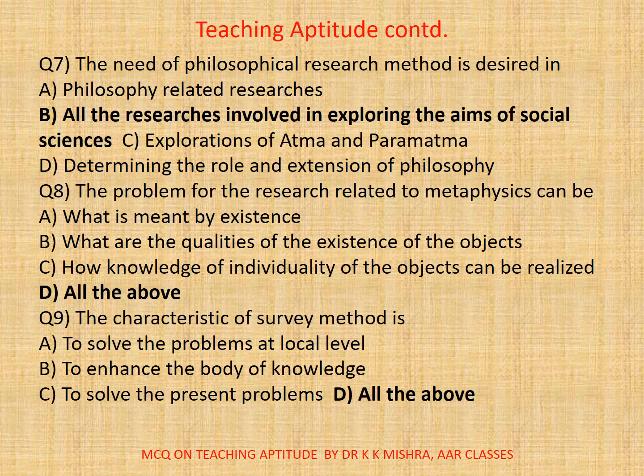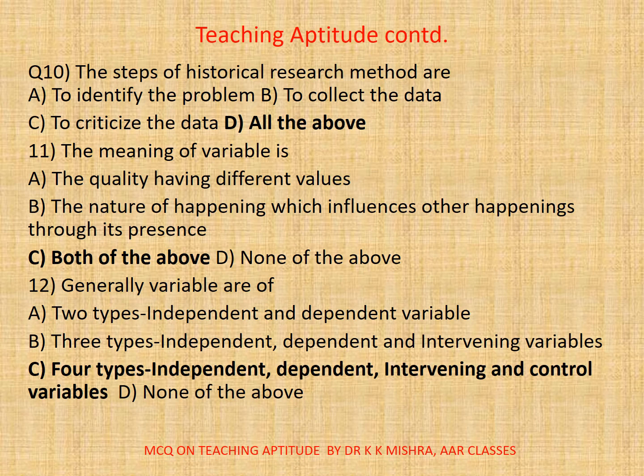9. The characteristic of survey method is: A. To solve the problems at local level. B. To enhance the body of knowledge. C. To solve the present problems. Or D. All. The correct option is D. All. 10. The steps of historical research method are: A. To identify the problem. B. To collect the data. C. To criticize the data. And D. All. The correct option is D.